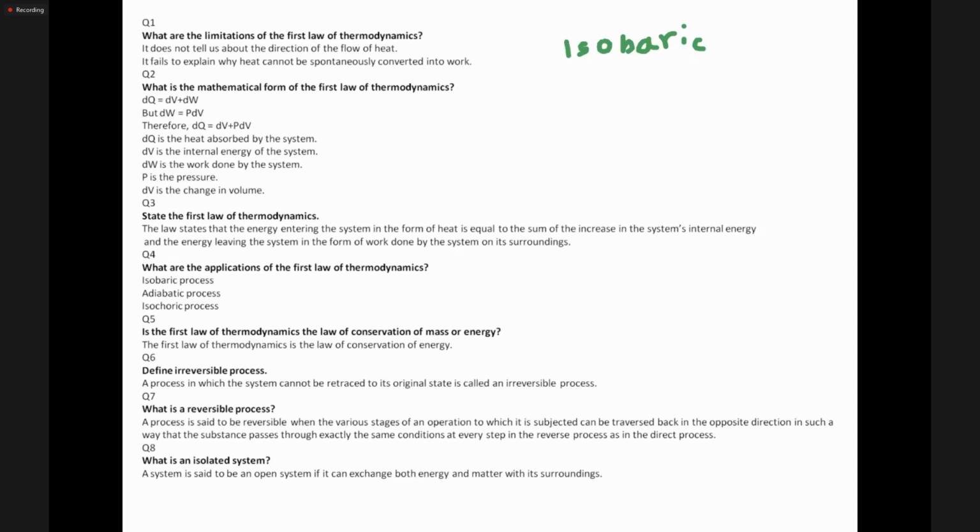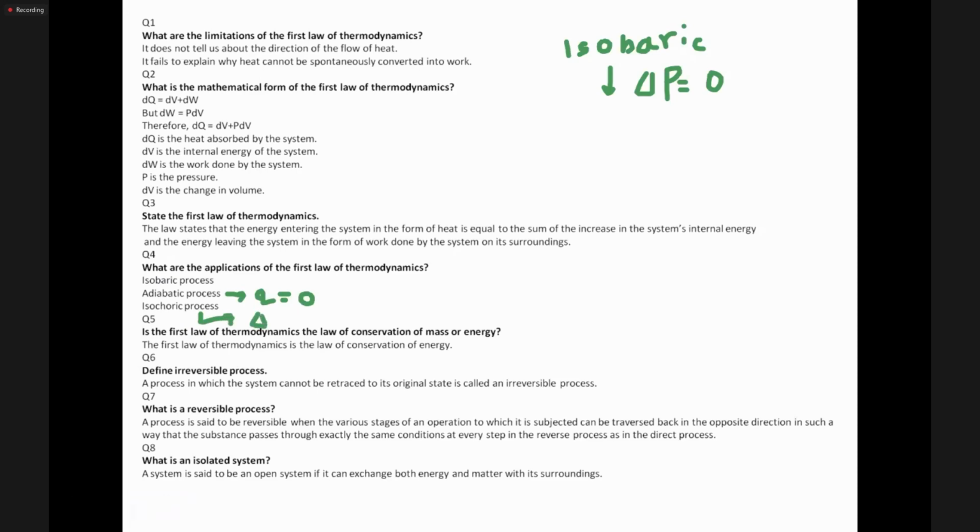There are several other kinds of processes also. Here we can see isobaric, isochoric, and others, each with different equations or conditions. The isobaric process is at constant pressure. Then we have the adiabatic process. For an adiabatic process, as I have told you a number of times, Q is equal to 0. Then the isochoric process, where delta V is equal to 0.